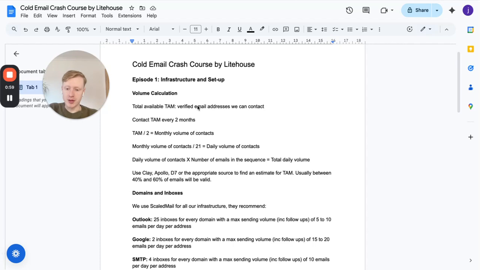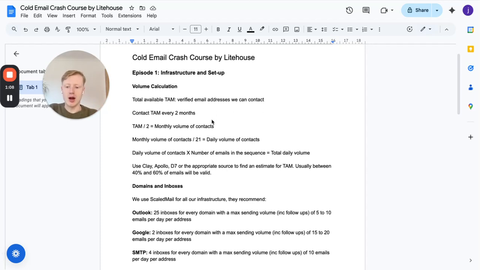So we start off with the TAM, and these are verified email addresses that we can actually contact, which is only going to be a small portion of the actual available businesses. On average, we want to contact our TAM every 2 months. Anyone who responds to any of our emails is taken off the list. Anyone who doesn't respond, which is a majority, can be recontacted again in 2 months' time. The longer the better, really, but I wouldn't go any less than 2 months.